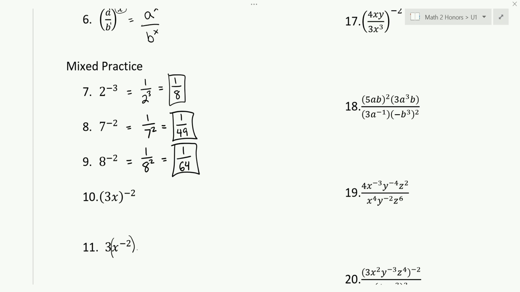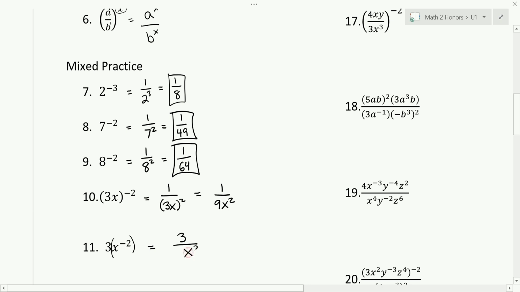Okay. So in 10, this is the same thing as 1 over 3x in parentheses squared, which is 1 over what? 3x squared or 9x squared? 9x squared. So you got to square the 3 and you got to square the x. Okay. On the other hand, 11, 3 is in the numerator, it stays in the numerator. But the x to the negative 2 is going to move to the denominator, and that's your answer. 3 over x squared.